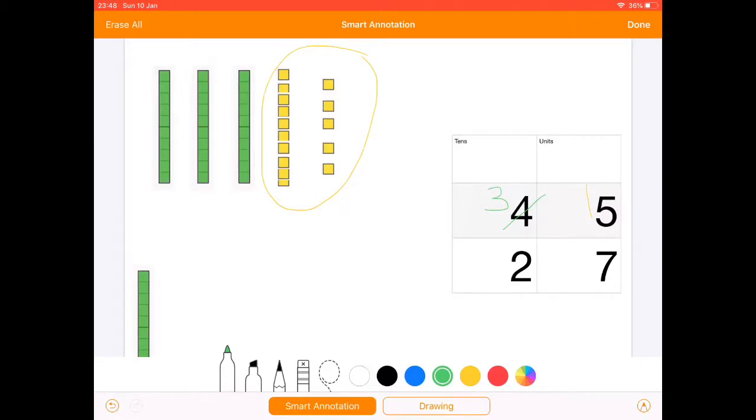So 15 take away 7. What's 15 take away 7, boys and girls? If you do need a numeracy map, it is in the Teams file. So 15, counting back 7, and you would get the number 8. Then we do 3 take away 2, so that's 3 tens, take away 2 tens, so that would give us 1. And your answer would be 18. Okay?